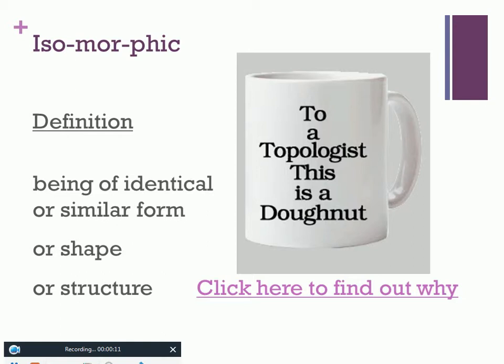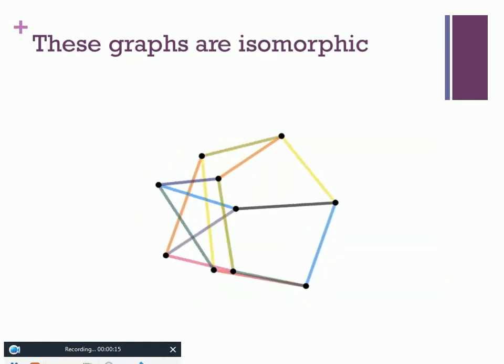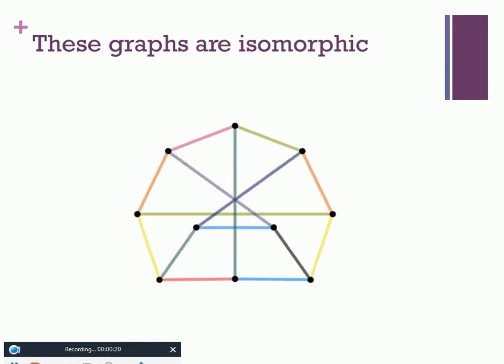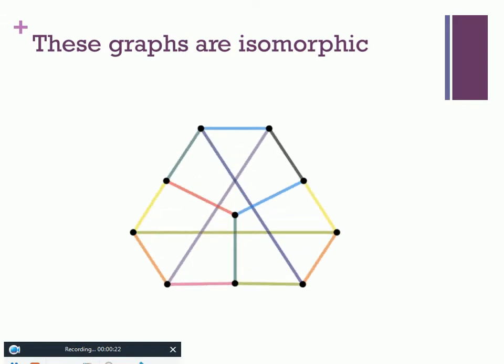Here's the definition of an isomorphic graph. All of these graphs are isomorphic. That means they're of the same form, but they look different.